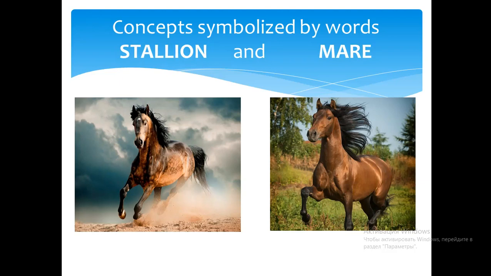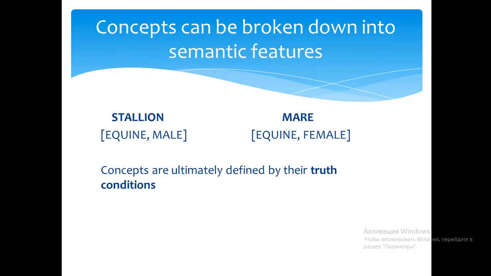Some approaches to lexical semantics have proposed that word concepts such as stallion and mare are not atomic. Many concepts can be broken down into semantic features, so that stallion is equine, male, and mare is equine, female. Finally, in the logical tradition that underlies much work in semantics, concepts are ultimately defined by their truth conditions, the conditions under which one can say that a concept does or does not appropriately apply to a situation in the world.